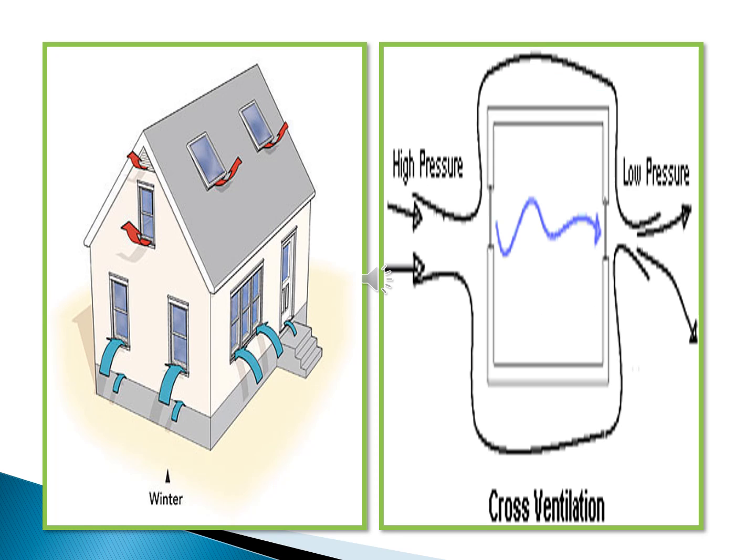As shown, wind moves from high pressure area to low pressure area. Cross ventilation is when air enters on one side of the building and leaves on the opposite side. Therefore, an opening outlet must be provided to improve cross ventilation.